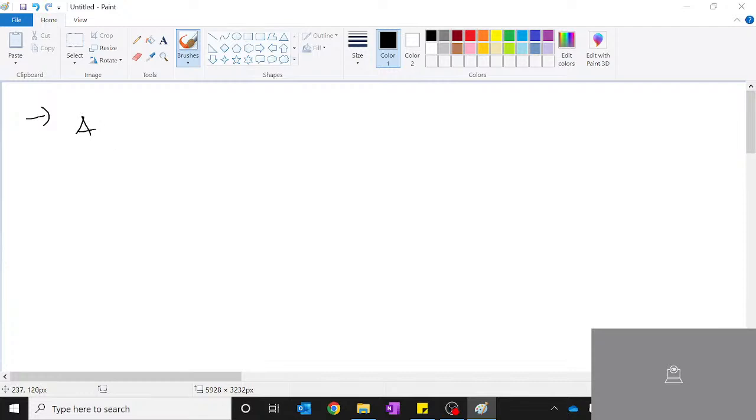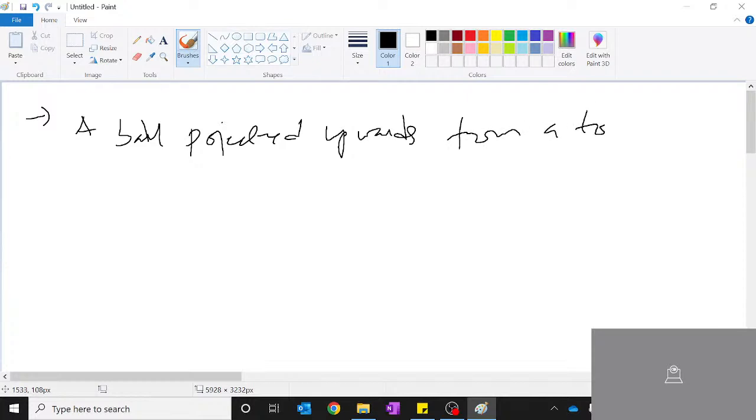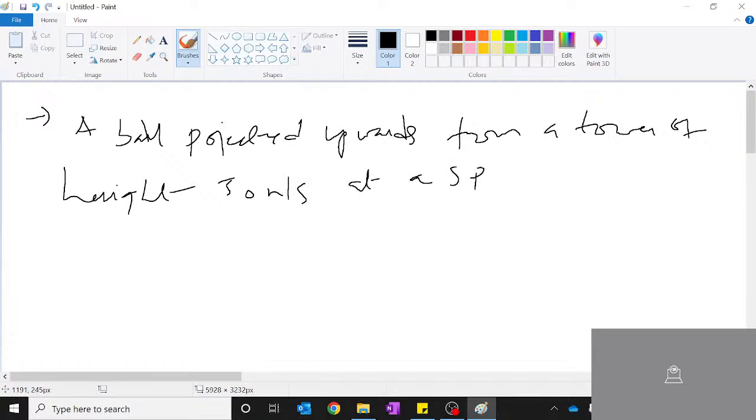You have a ball projected upwards from a tower of height, let's say 50 meters, like how we have seen, at a speed of 5 meters per second.